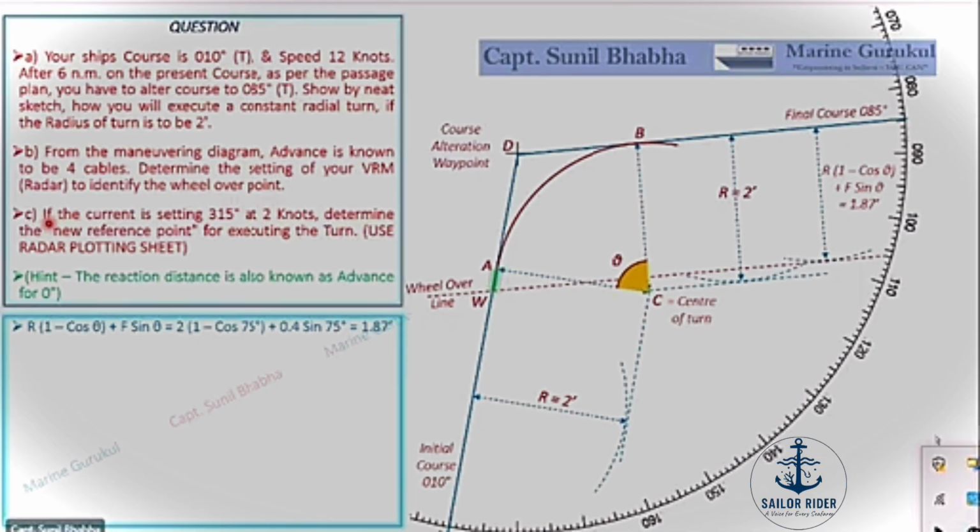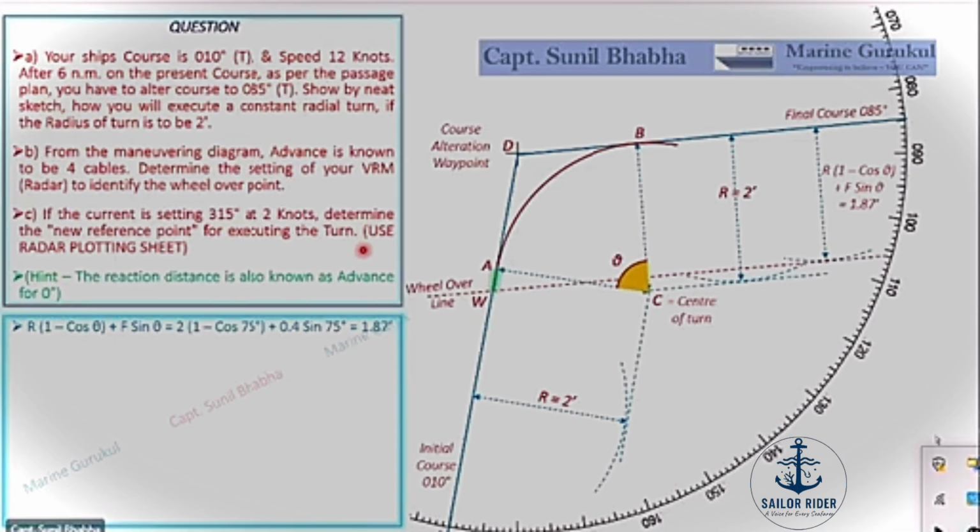Now moving on to the third part. The current has been setting 315 degrees at a rate of 2 knots. Determine the new reference point for executing the turn. Now a current has been introduced in the area. There is a certain current in the area. Now obviously when we have current in the area, the current will be affecting our progress.